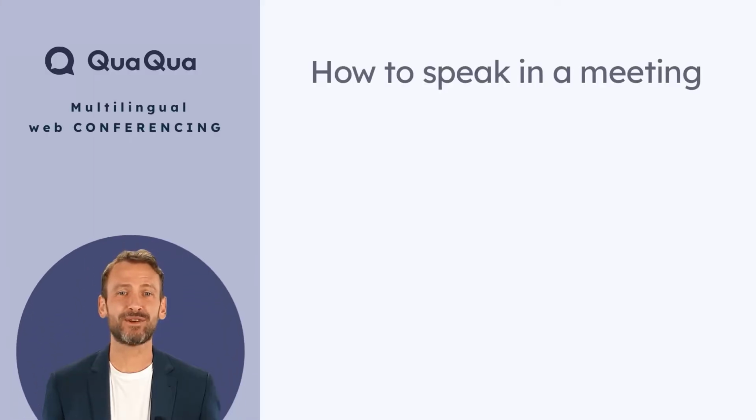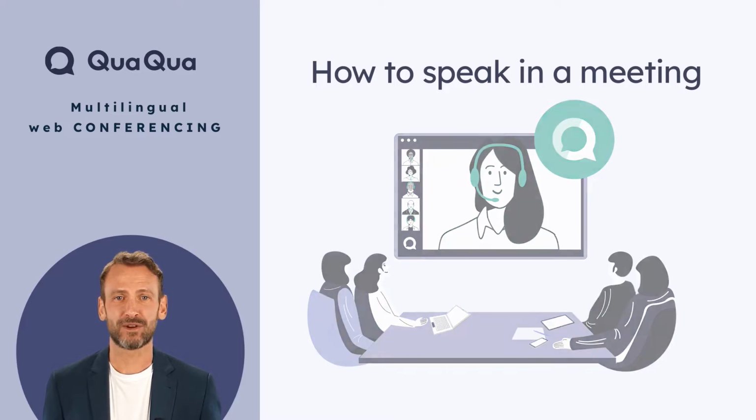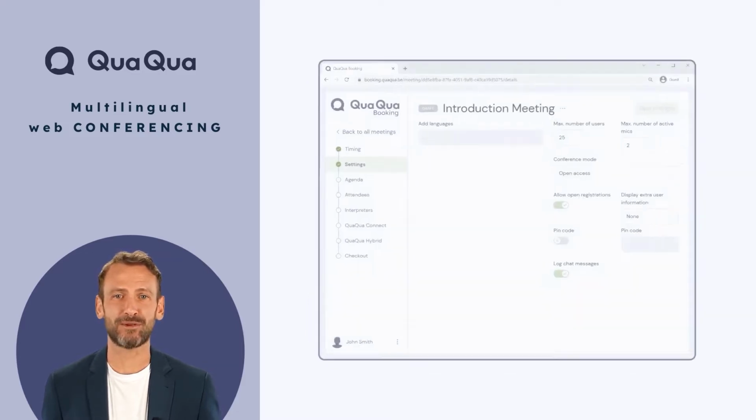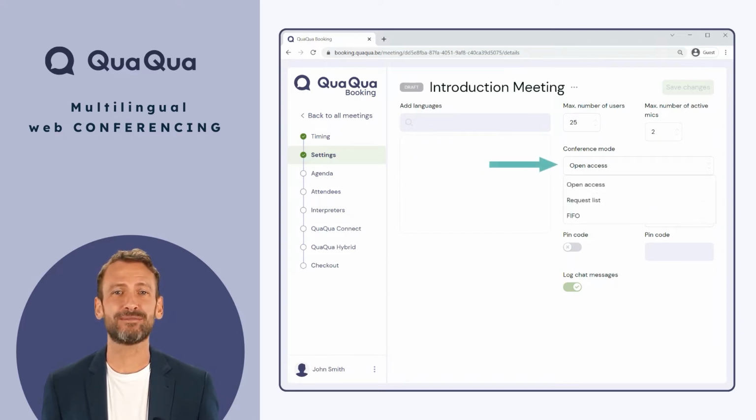The first thing we have to take into account is the maximum number of active microphones that can be used simultaneously in a meeting. This can be set and changed before or during the meeting on the QuaQua booking platform on the Settings page. The number of active microphones can range from 1 to 4. Note that the chairman always has the possibility to speak, even if all the active microphones are already in use by other speakers.